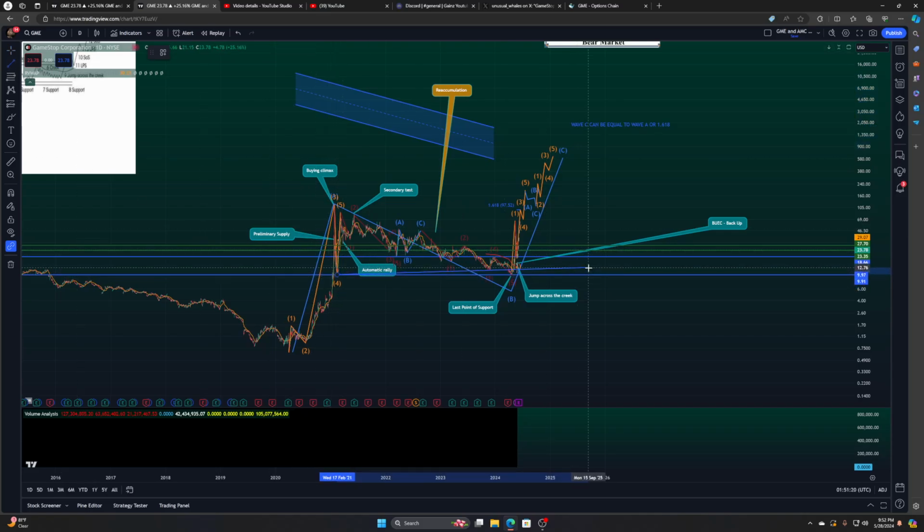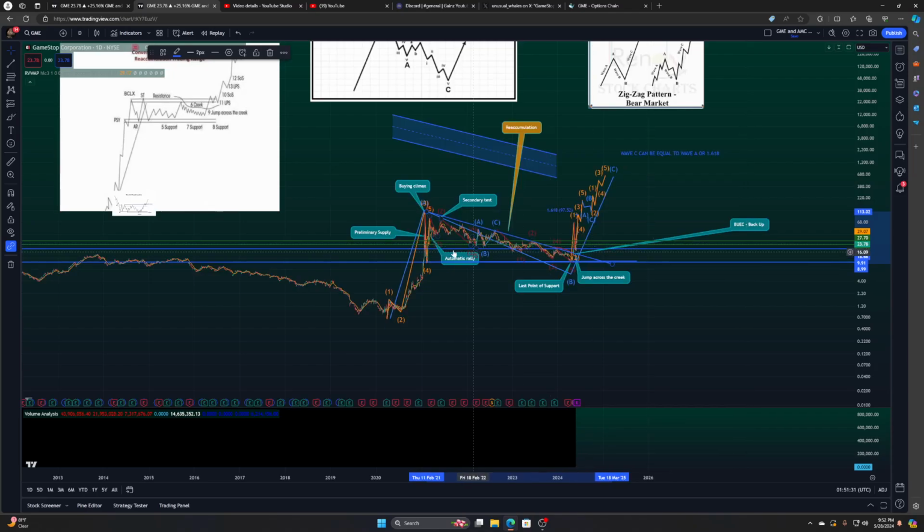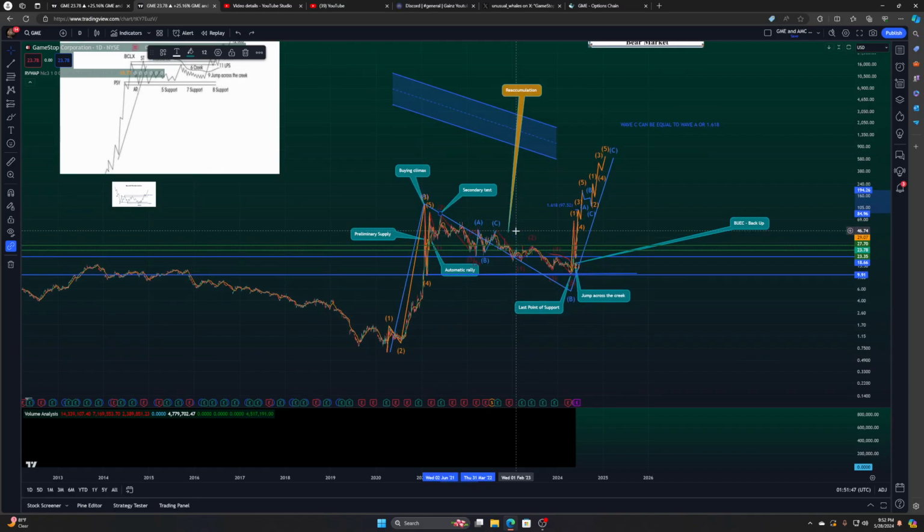Now, I was thinking the other day that if we delete this channel and made this more like a pennant, something like this could make sense as well, because you could bring your automatic rally all the way down here, and then the structure would make more sense. You have your preliminary supply, your buying climax, automatic rally, all the way to a secondary retest. Sorry, this is just getting so messy.